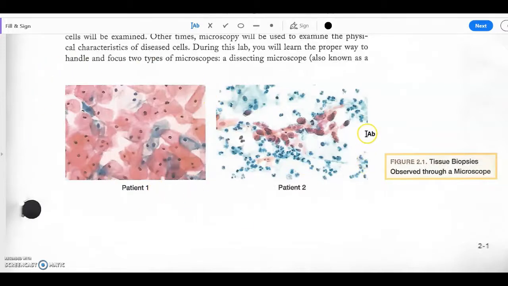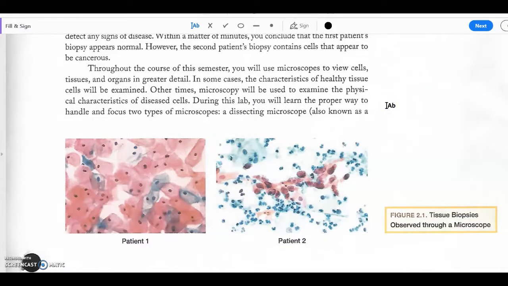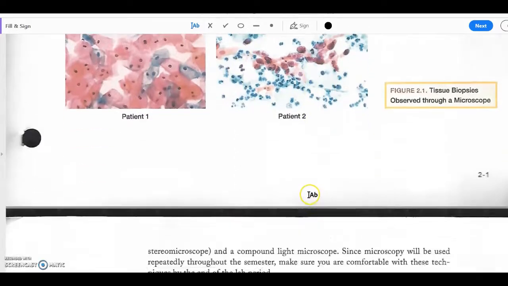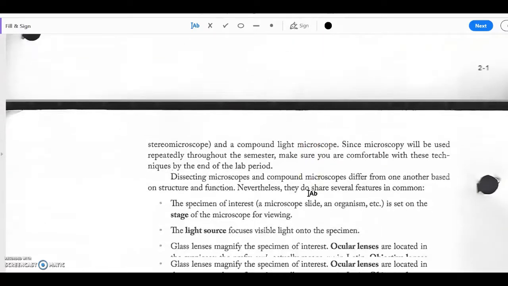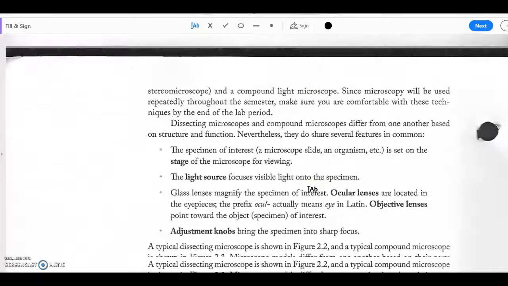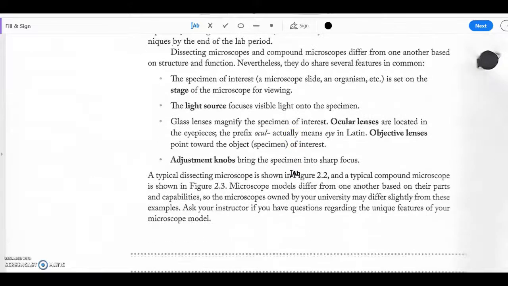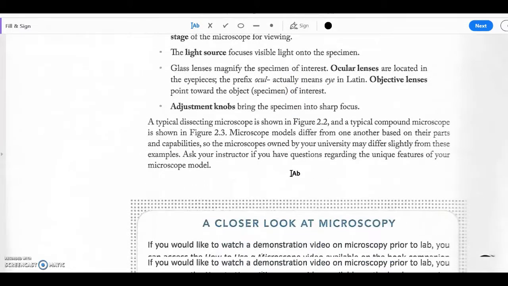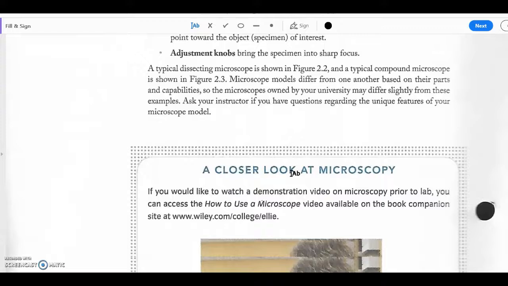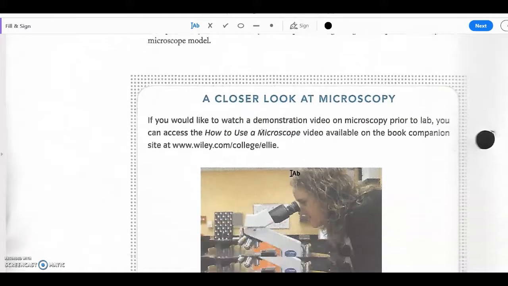This is just an example of the role of microscopy in clinical pathology. So you can see different biological specimens from two patients, a patient without cancer and a patient with cancer. So it is a valuable tool to identify potential problems. And first we're going to talk about a specific type of microscope, which is going to be a dissecting microscope.